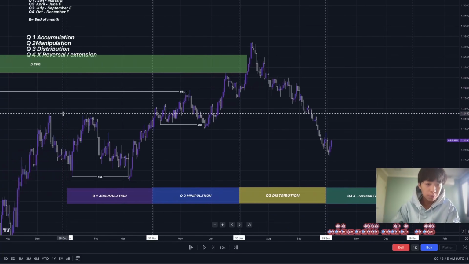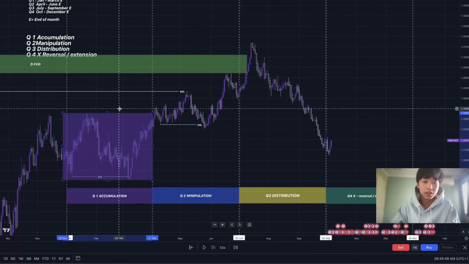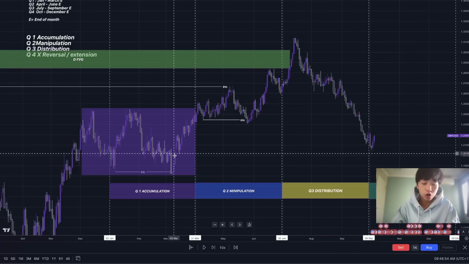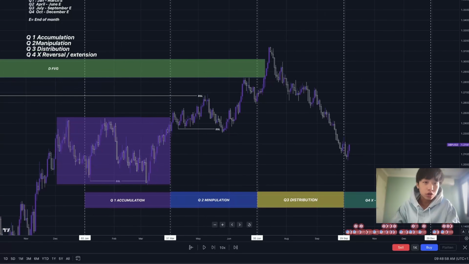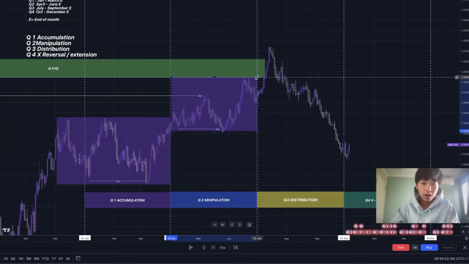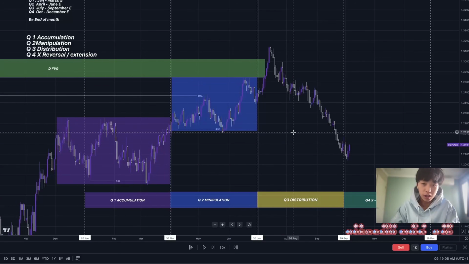So as you can see from this example so far, in the first quarter, we clearly accumulate / consolidate in this range. We don't really trend. We're just chopping around in here until we sweep sell side liquidity. And then in quarter two, we go a bit higher. We take out a level of buy side liquidity, and then we internally sweep once again, sending us a bit higher. So this is our manipulation.